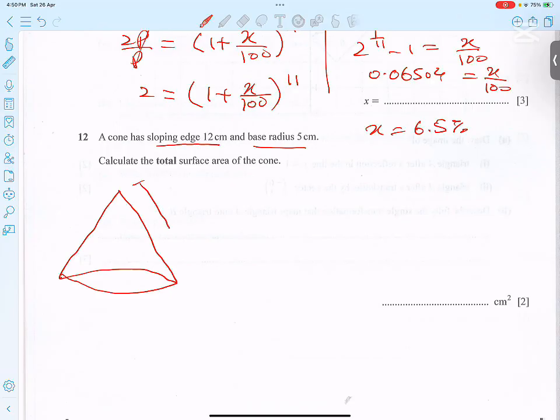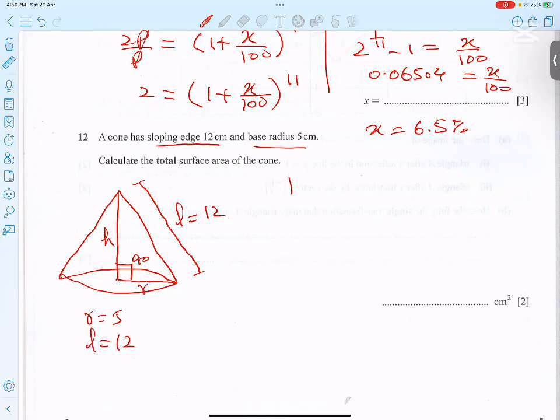This is called the slant edge, we represent it by small l. And this is the radius, represented by small r. And here it is always 90 degrees to the height h. R is 5, slant height is 12.